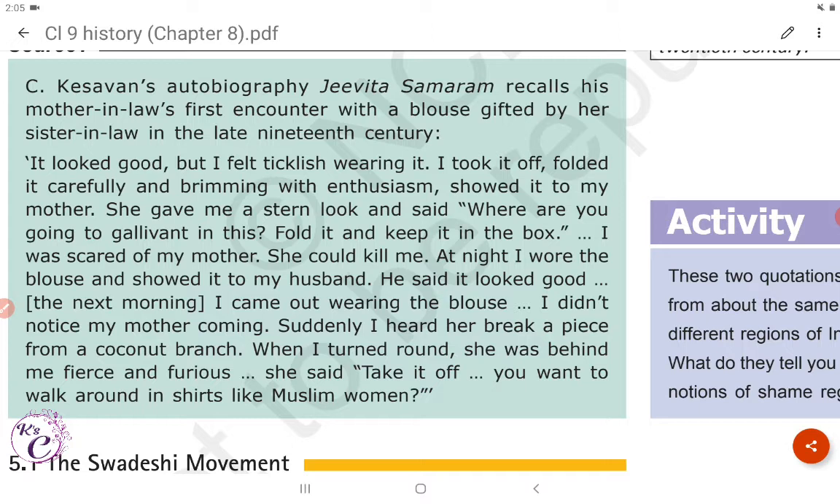I was scared of my mother. She could kill me. At night I wore the blouse and showed it to my husband. He said it looked good. The next morning I came out wearing the blouse. I didn't notice my mother coming. Suddenly I heard her break a piece from a coconut branch. When I turned round, she was behind me, fierce and furious. She said, "Take it off. You want to walk around in skirts like Muslim women."